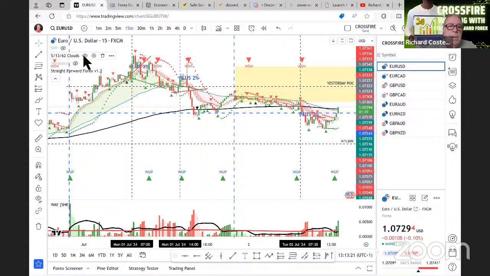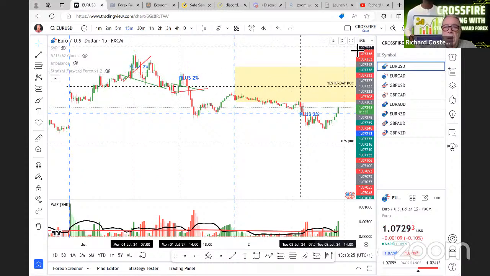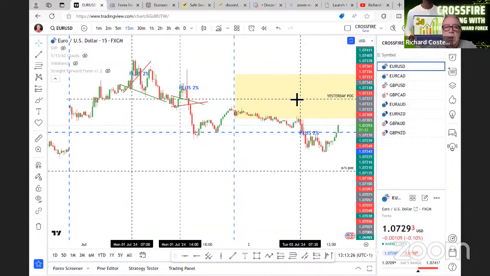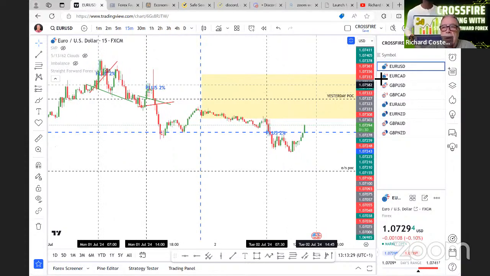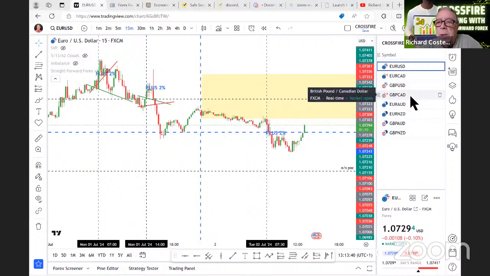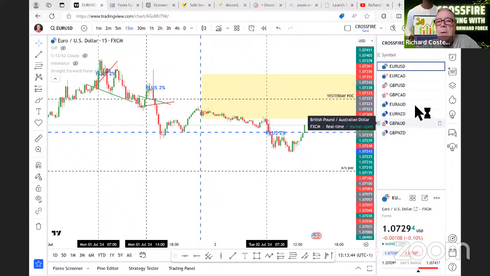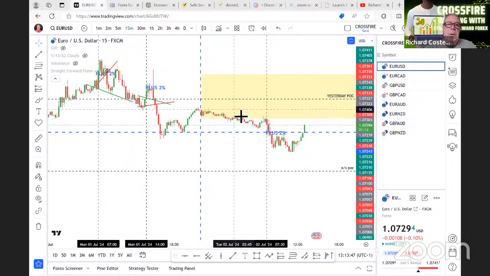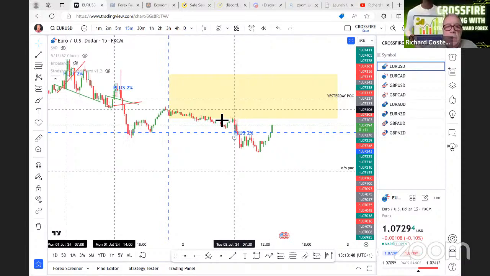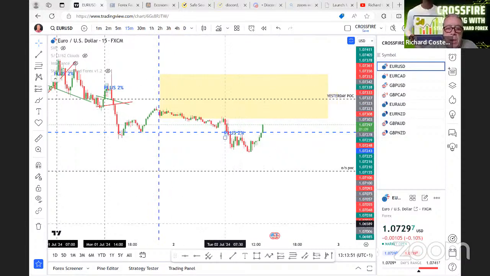I'm taking off the indicators, and I want a nice clean screen. So when we trade Crossfire in the afternoon, we look at Euro USD, Euro CAD, GBP USD, and GBP CAD. In the morning sessions at 6 a.m. UK time, we look at these bottom four pairs. And the first thing that we do is we place a couple of trend lines.